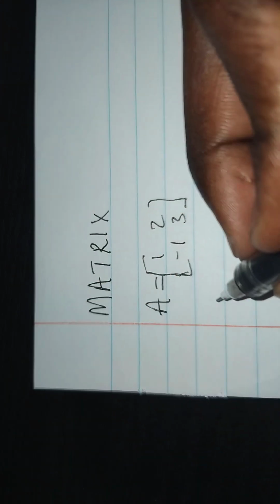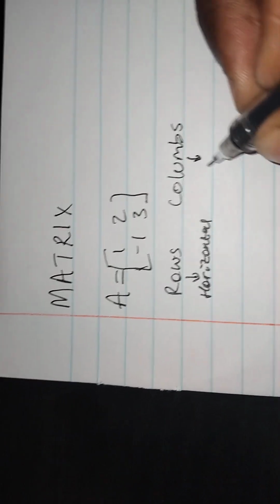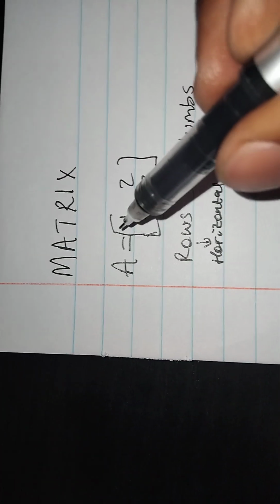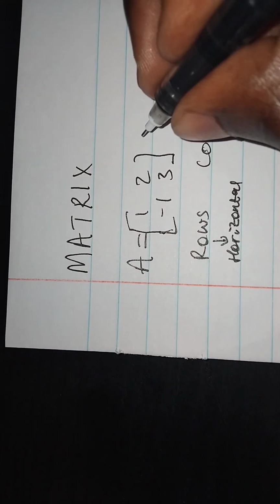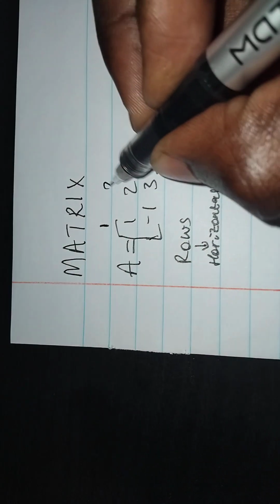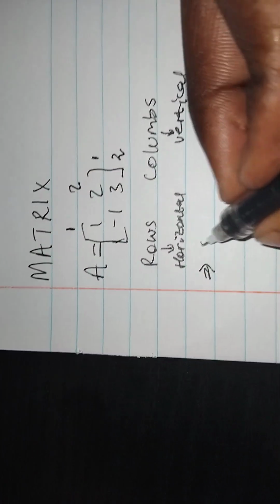If A is a matrix, what we have to understand is that it consists of rows and columns, where rows are identified horizontally and columns are identified vertically. What this simply means is that on A, when we go horizontally, we see row 1 there and then row 2 there. When we go vertically, we see column 1 there and then column 2 there. Rows and columns give us in a matrix what we call an order.